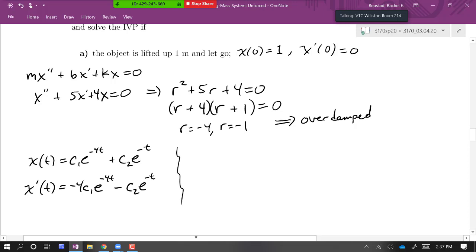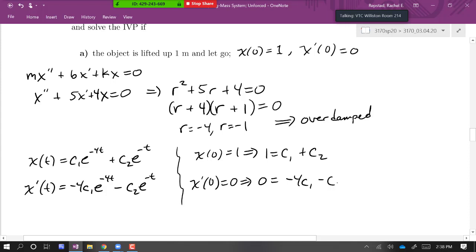And we can use our initial conditions. So x of 0 equals 1 means that 1 is equal to C1 plus C2. And x prime of 0 equals 0 means that 0 is equal to -4 C1 minus C2.